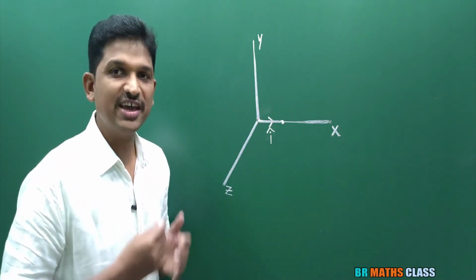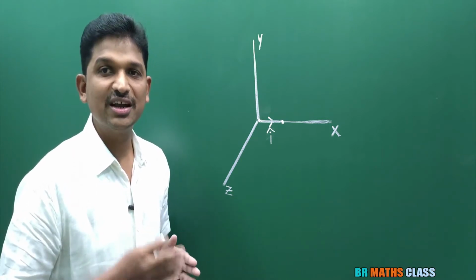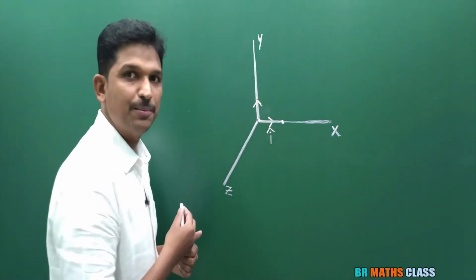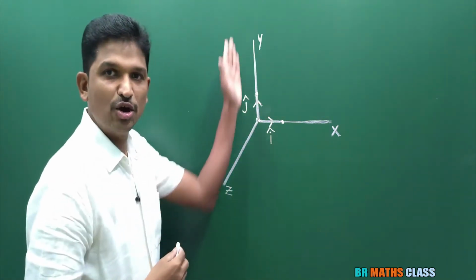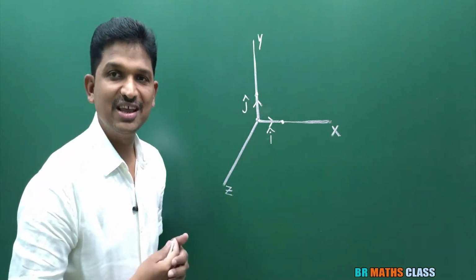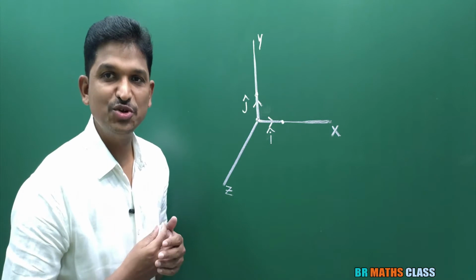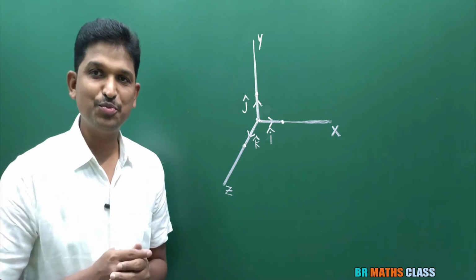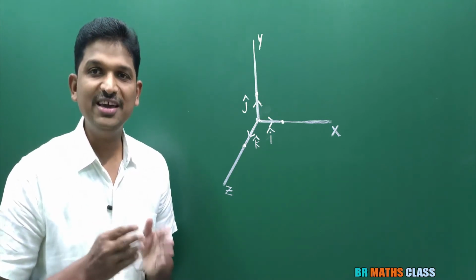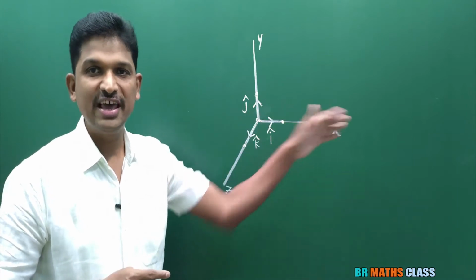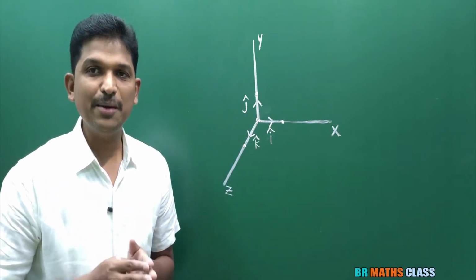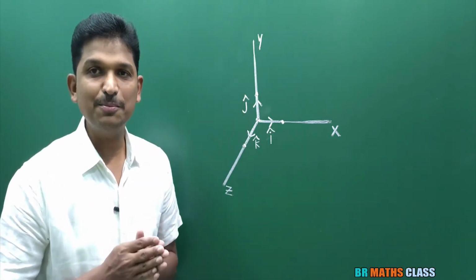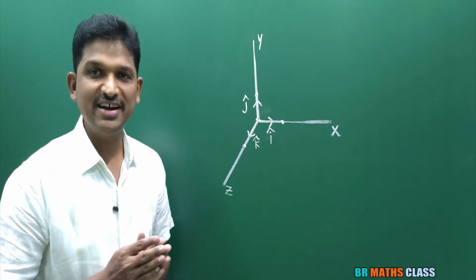Now what is j cap? J cap is a unit vector along the direction of y-axis. This is the y-axis. Similarly, what is k cap? K cap is a unit vector along the direction of z-axis. From now onwards, keep this in your mind. I cap is a unit vector along the direction of x-axis. J cap is a unit vector along the direction of y-axis. K cap is a unit vector along the direction of z-axis.